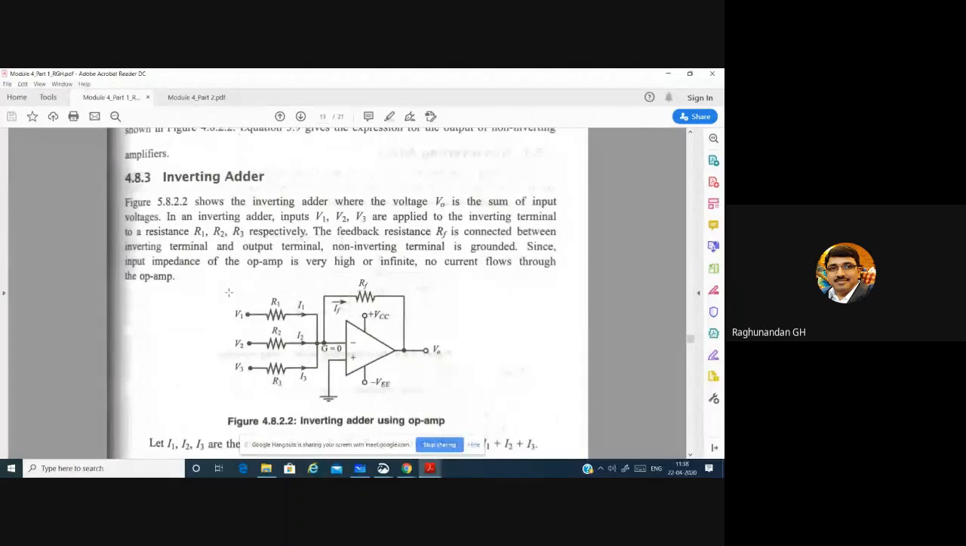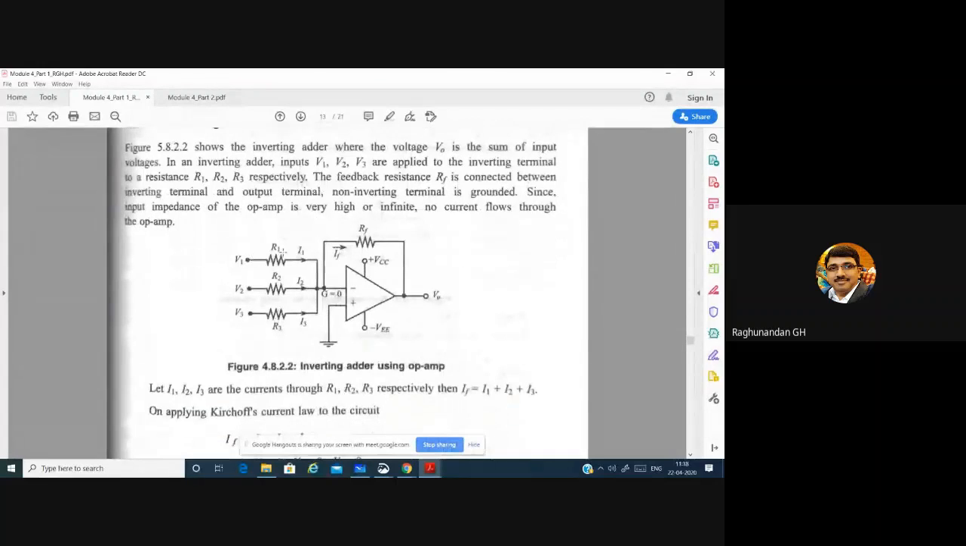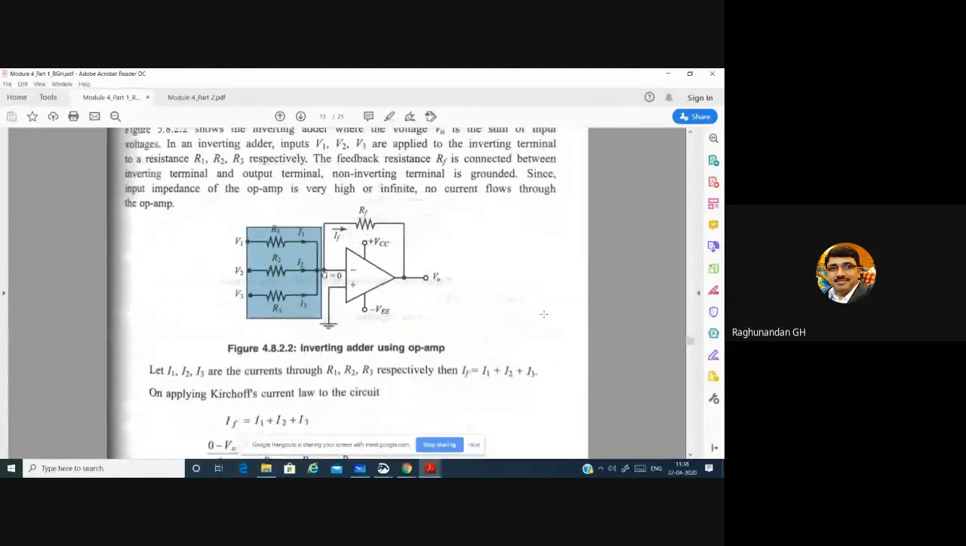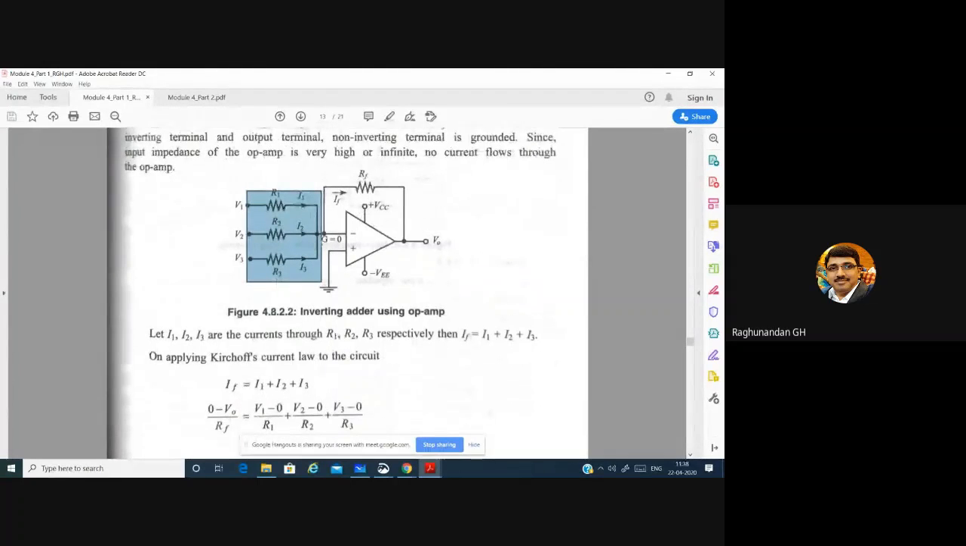Please concentrate. Here we are having three inputs. In the previous cases, we were having only one input. Here we are having three inputs. So we will be applying Kirchhoff's current law to this point. So this node and this node both are the same. So current entering is equal to current leaving. So this is the current leaving. So IF is equal to I1 plus I2 plus I3.